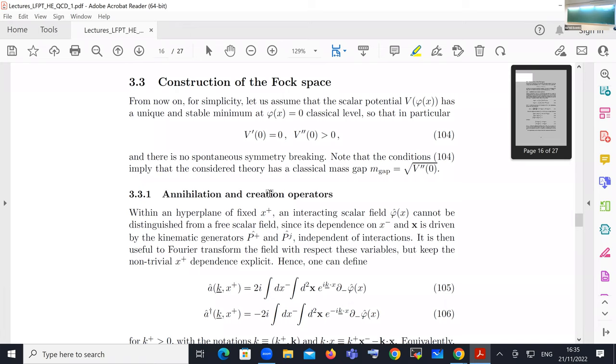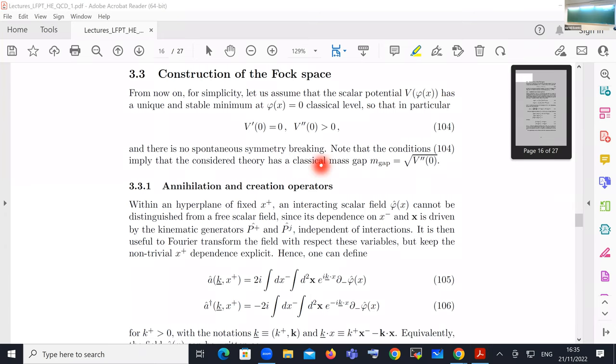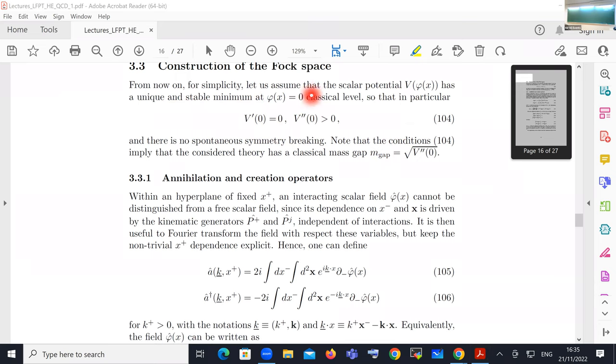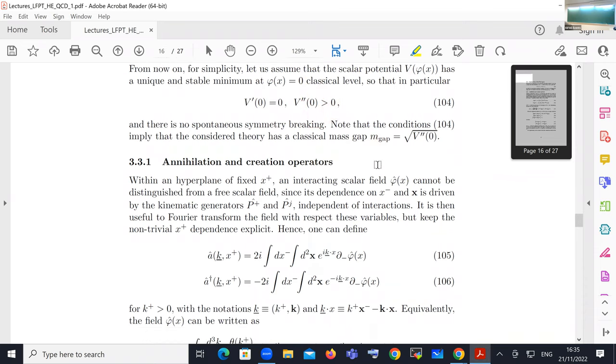Just to be a bit more specific, so far I didn't specify anything for the scalar potential, but here I assume that the theory is well behaved, so that at the classical level there is a unique and stable minimum, really to get the simplest scalar theory possible, but non-trivial. Even here, if we take the second derivative to be strictly positive, there is even a mass gap. So okay.